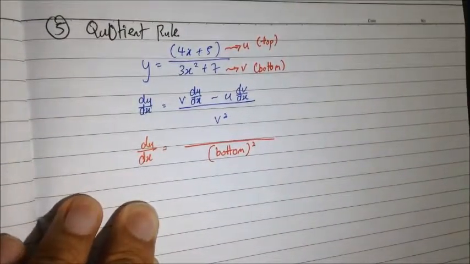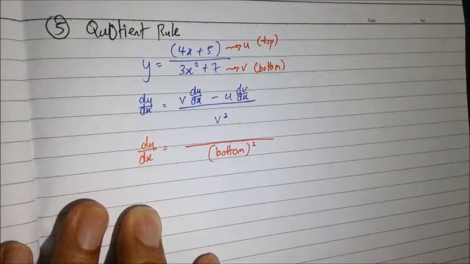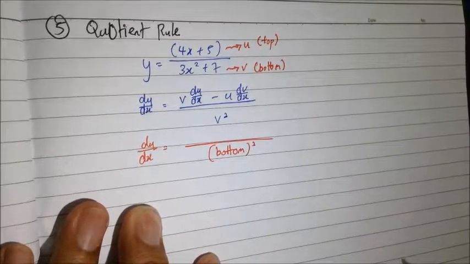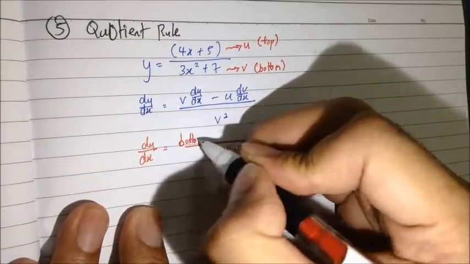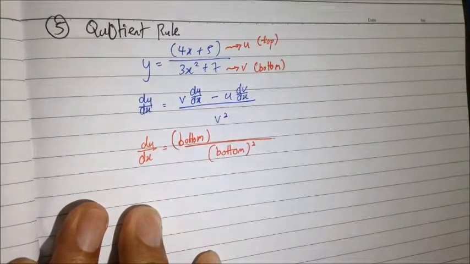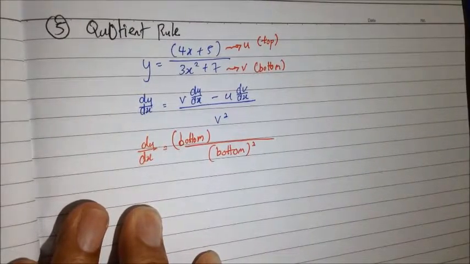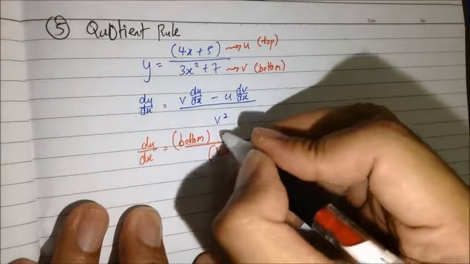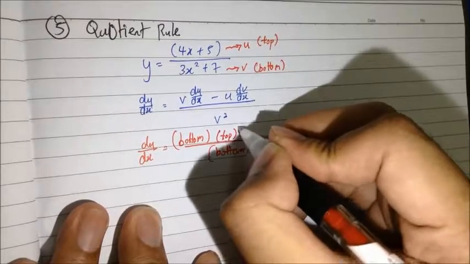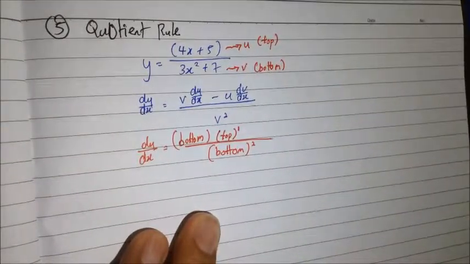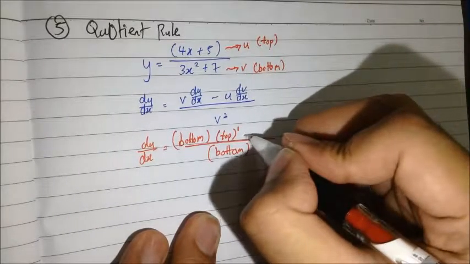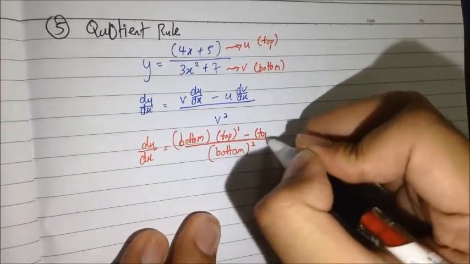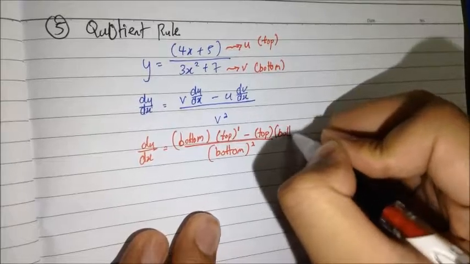Copy which one first? Copy bottom. You have to copy bottom first. Then what do you do? Differentiate the top. Then what do you do? Minus the other way around: copy the top, differentiate the bottom.